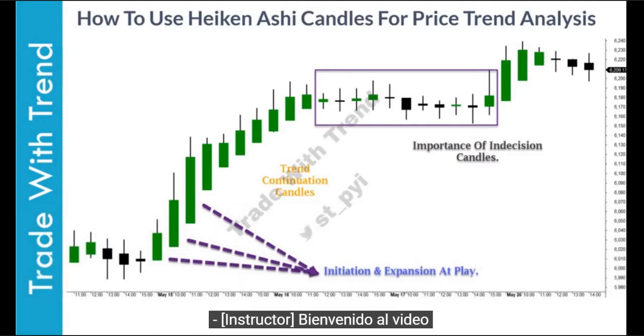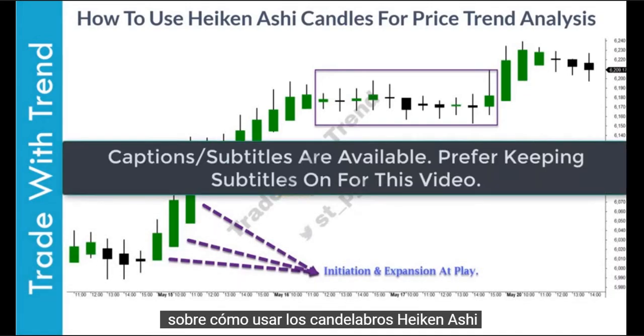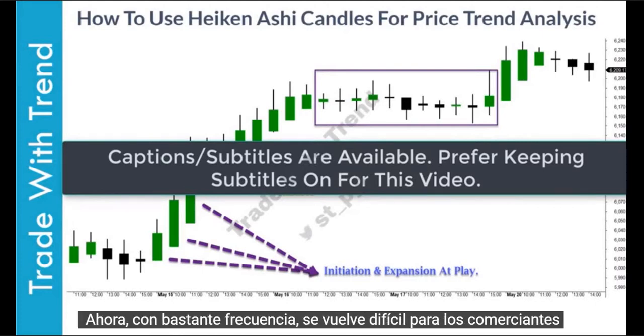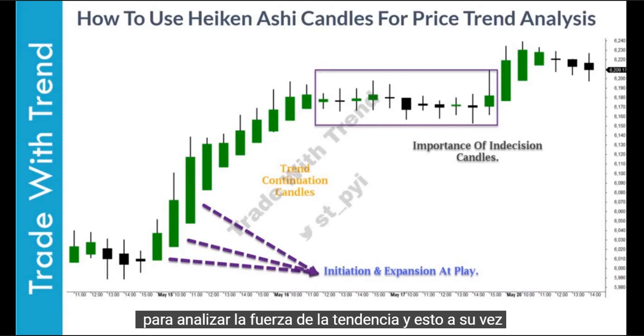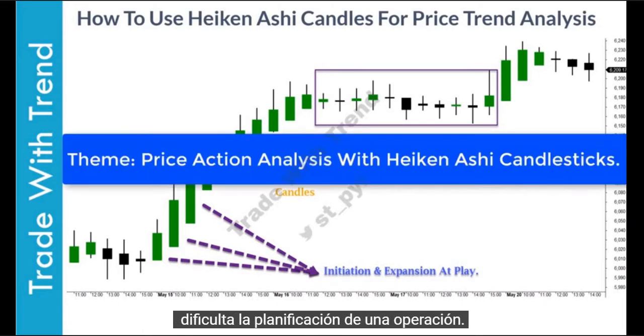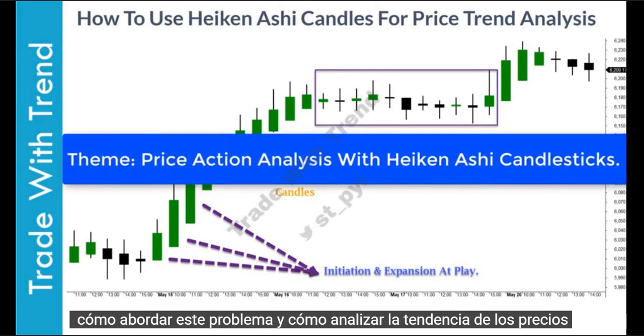Welcome to the video on how to use Heiken Ashi candlesticks for price trend analysis. Now quite often it becomes difficult for traders to analyze strength of trend, and this in turn makes planning a trade difficult. In this video I will be showing you how to tackle this problem and how to analyze price trend by giving out 3 specific steps for trend analysis.